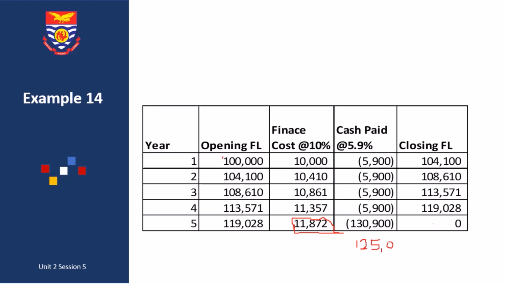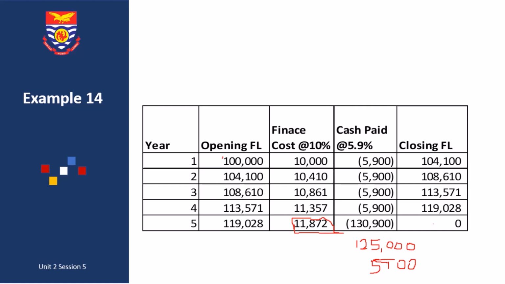Now I have this 125,000. Then you add the interest for the 5th year, which is 5,900, to it. If you add the 5,900, which is the interest, to the 125,000, you'll get the 130,900 here. So this is the breakdown of this figure: the redeemable amount and then the interest or the cash that will be paid for this year. So this is how you present the amortization schedule.